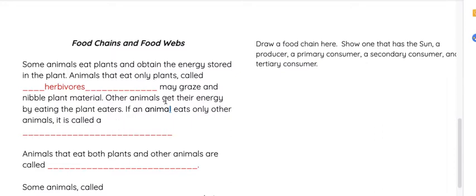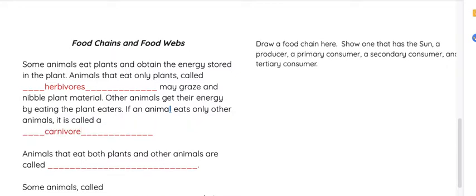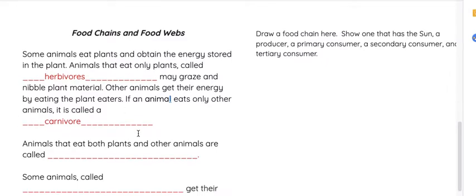Other animals get their energy by eating the plant eaters. If an animal eats only other animals, it is called a carnivore. C-A-R-N-I-V-O-R-E. Carne means meat, and vor means eat. So that means that they are a meat eater.